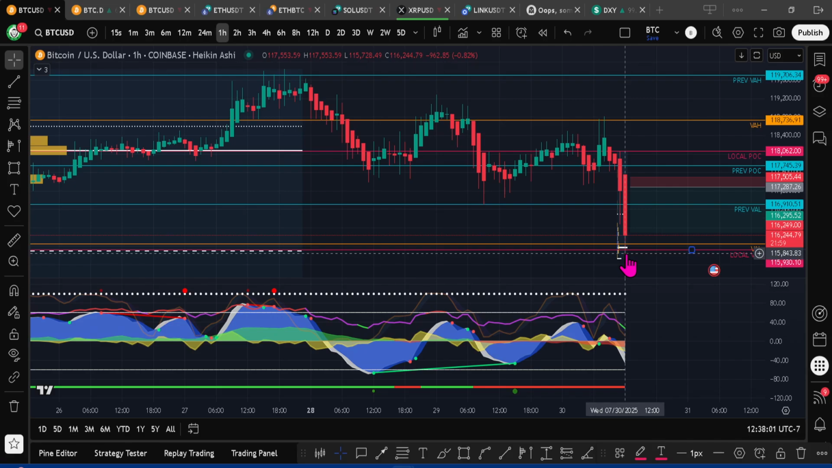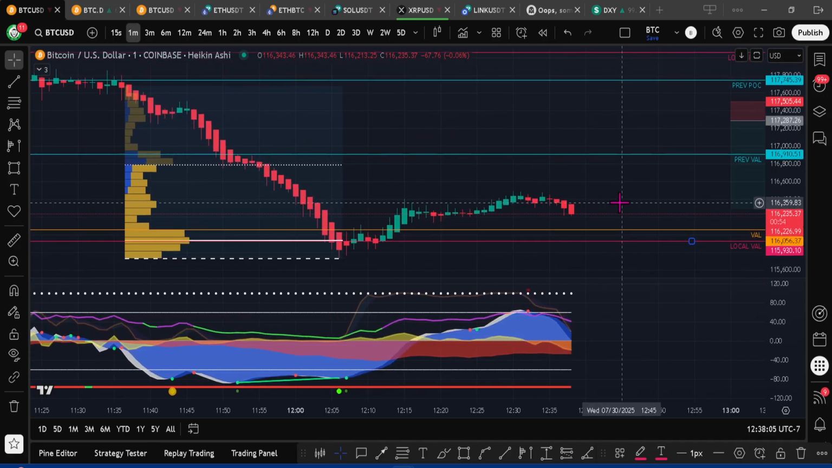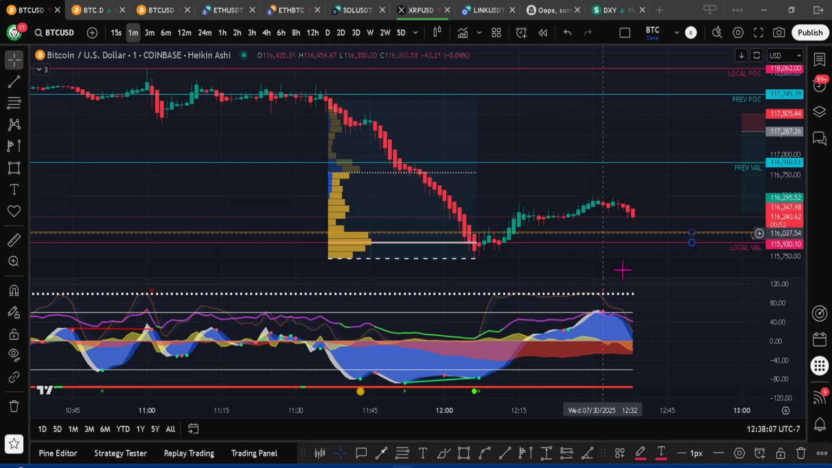So yeah, taking a look again, we're starting to curl back down. No real promises of money flow. Still flat. We could get a second tap of this, or we could get a tap of this point of control or this value area low. We'll have to keep an eye on that.